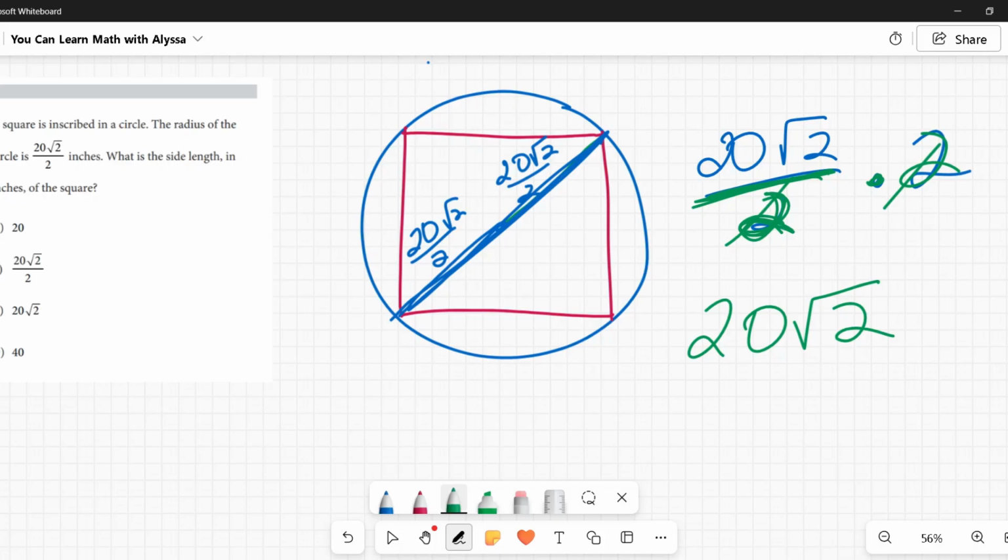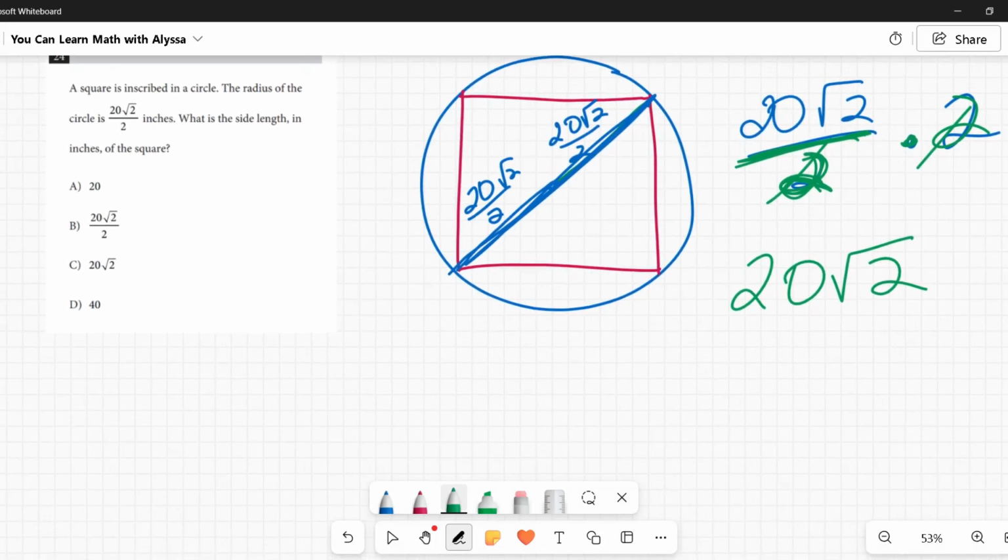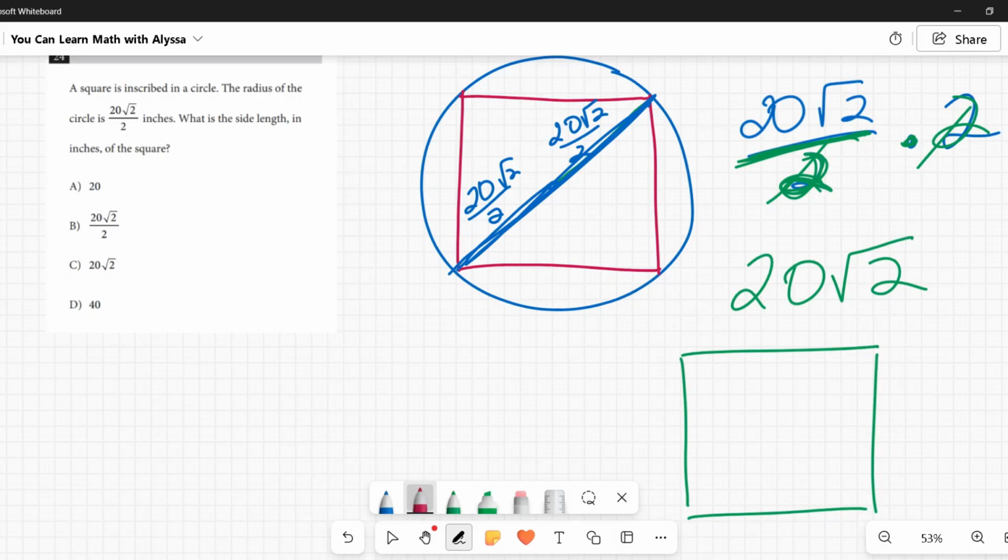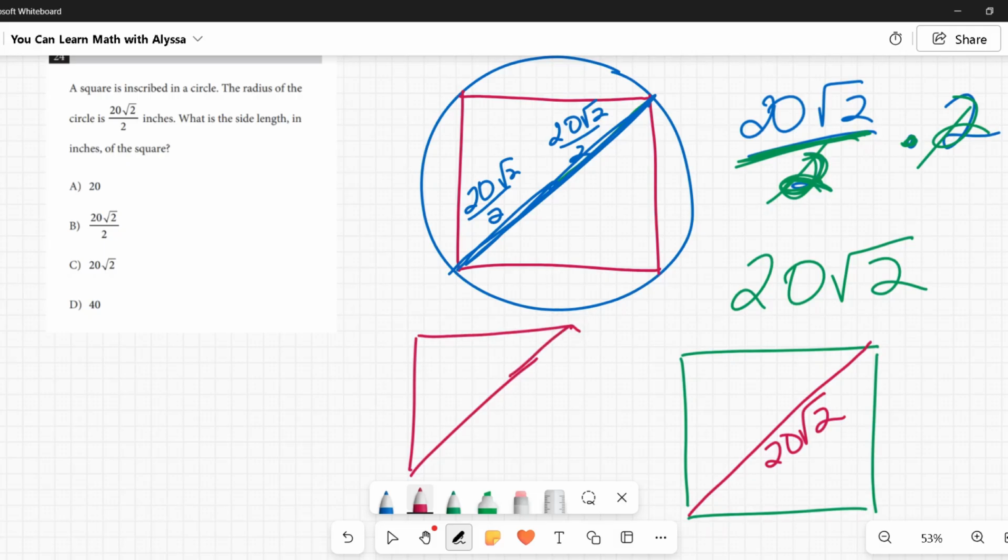Okay, I'm going to take this square out of the circle. I'm not going to really need the circle anymore. It has served its purpose. So I have the square, I've taken it out of the circle, and I know the length across it, this diagonal, is 20 square root of 2. What happens when you draw a diagonal through a square? I divide it into two triangles. Like that. Kind of like that.